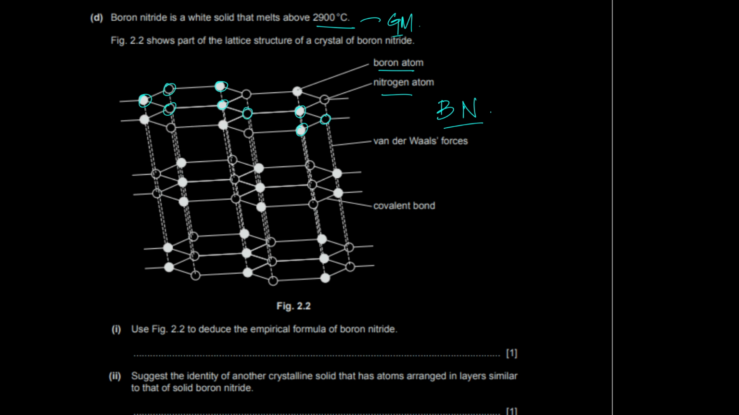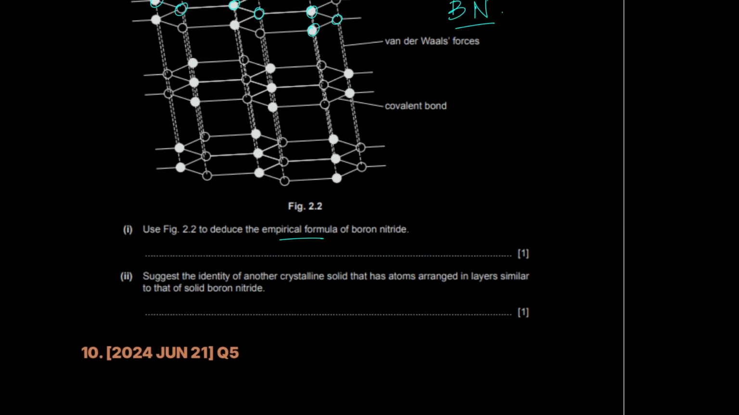Or if you get confused in these things, you could look at each of these on its own. One white ball is attached to 3 black balls. But also look at the black ball. Each black ball is also attached to 3 white balls. So it's just 1:1. That's pretty simple. That's logical. They wanted you to deduce the empirical formula from logic. So BN, boron nitride, is the empirical formula. I even taught you guys this in the last class.